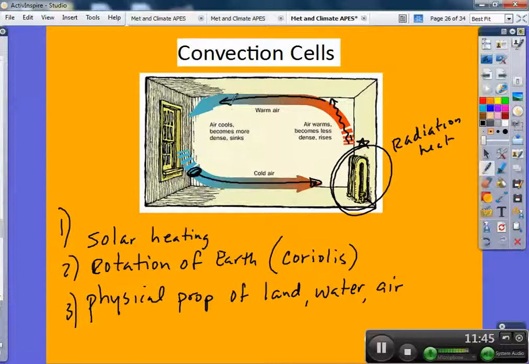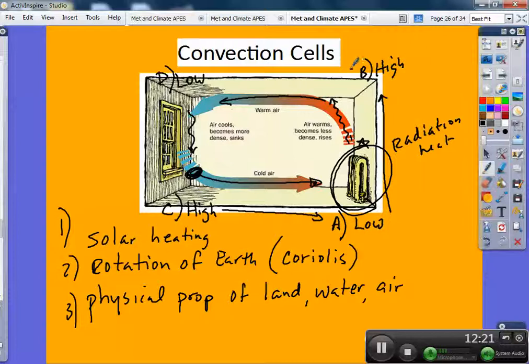And again, we talk about surface pressure and pressure aloft. Air rising in location A has a surface low. If it moves from here up, this location B is going to have high pressure aloft. Over here in location C, we've got a surface high pressure because we have air descending. At location D, we've got a pressure low aloft. So again, winds blow from high to low. They blow from high to low. And that creates this big convection cell.